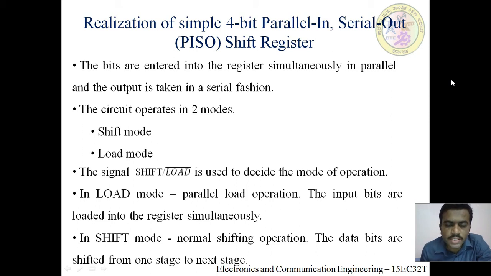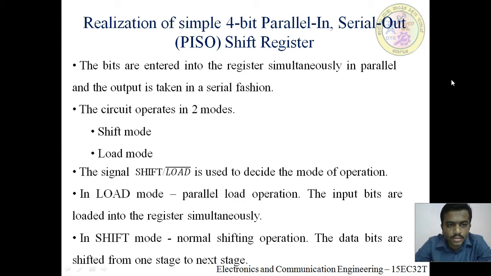In parallel in serial out shift register, the data bits are entered into the shift register in parallel form, that is simultaneously into the shift register, and the output is taken in serial form. Here data bits are loaded simultaneously into the shift register. We have 4-bit parallel in. It means that 4 bits of data are loaded into the shift register on application of a single clock pulse, but the data is shifted out of the shift register in serial form. It means that only one bit of data is shifted out of the shift register on application of a single clock pulse.